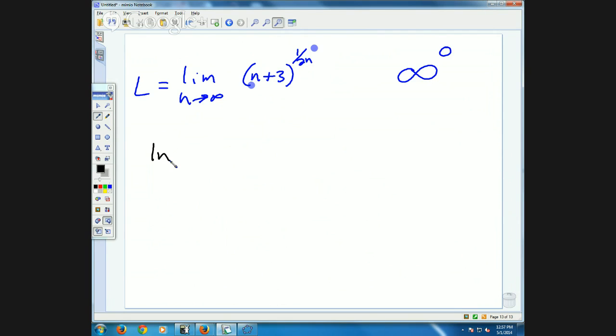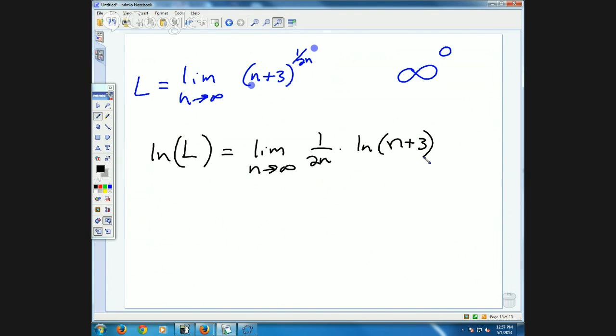By the way, if we did the ratio test, I don't think we would have had to do all this work, but that's okay. The natural log of L is equal to, and I'm going to bring the natural log inside, so this is the limit as n increases of 1 over 2 to the n times the natural log of n plus 3. Right, because the natural log lets me bring the power down.